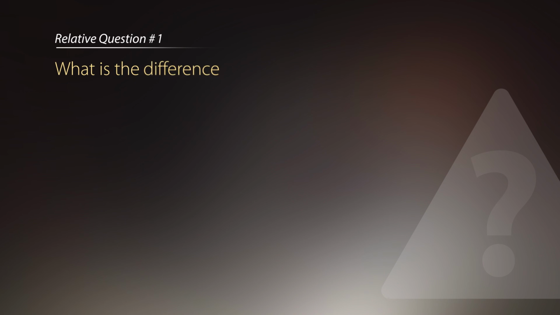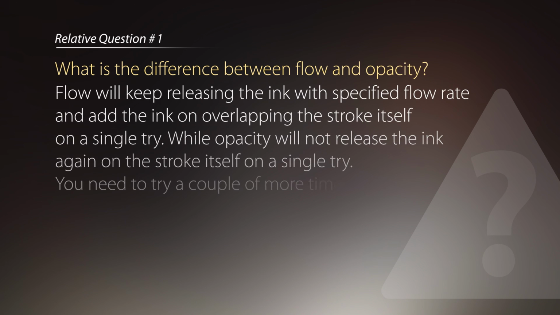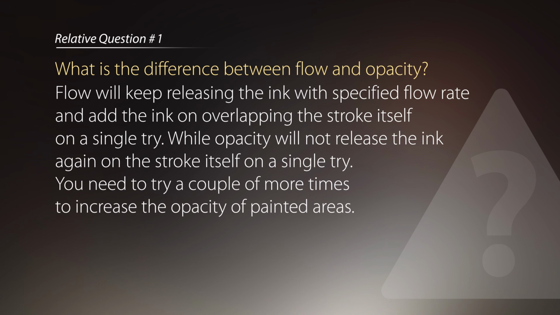Now let's talk about relative questions. So the first question is, what is the difference between flow and opacity? Flow will keep releasing the ink with specified flow rate and add the ink on overlapping the stroke itself on a single try, while opacity will not release the ink again on the stroke itself on a single try. You need to try a couple of more times to increase the opacity of painted areas.